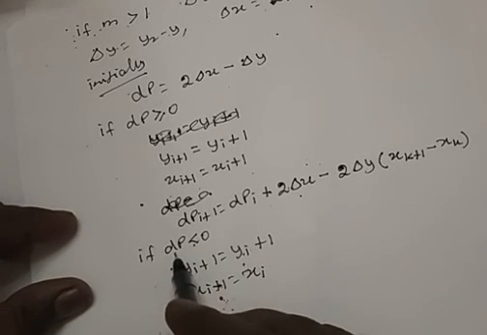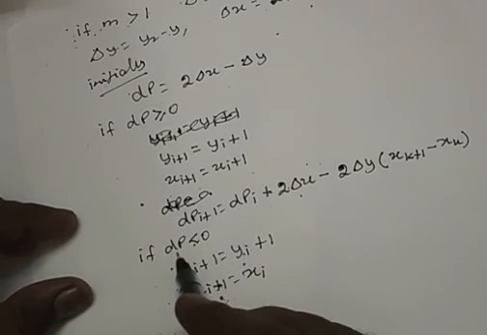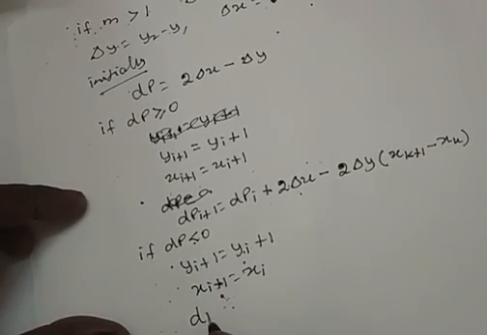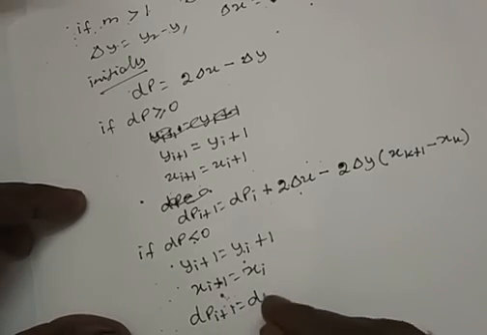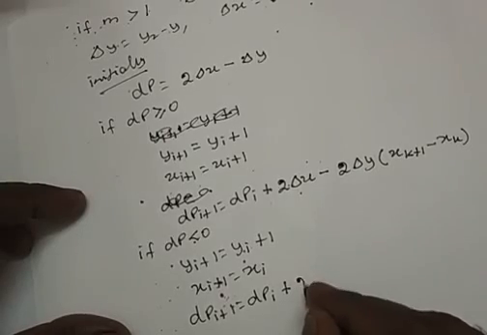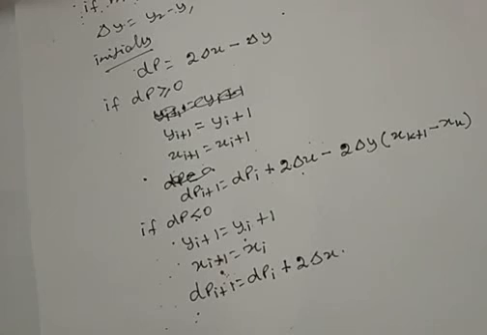How will you compute the decision parameter when the value is less than 0? Again, when the value is negative, you use dp of i plus 1 is equal to dp of i plus 2 delta x. So this way you can compute it.